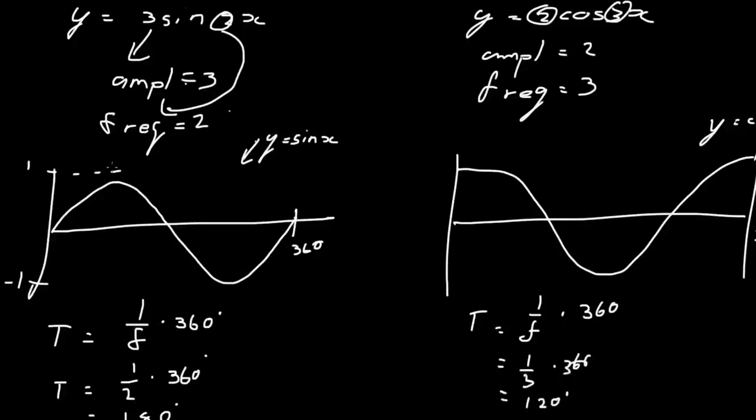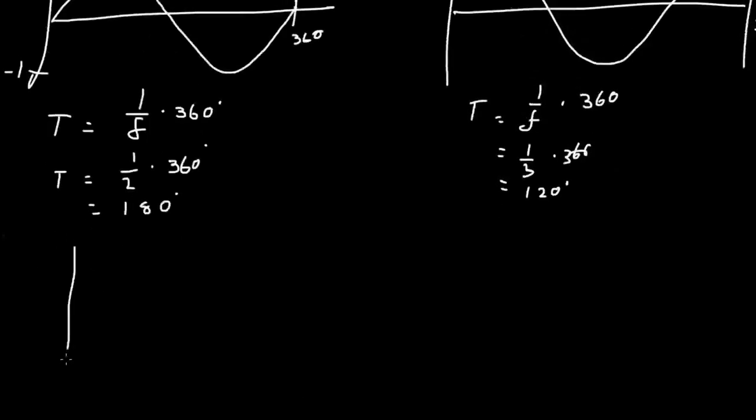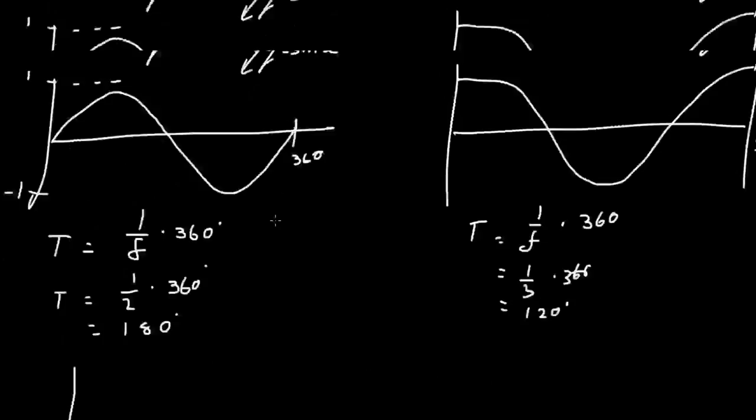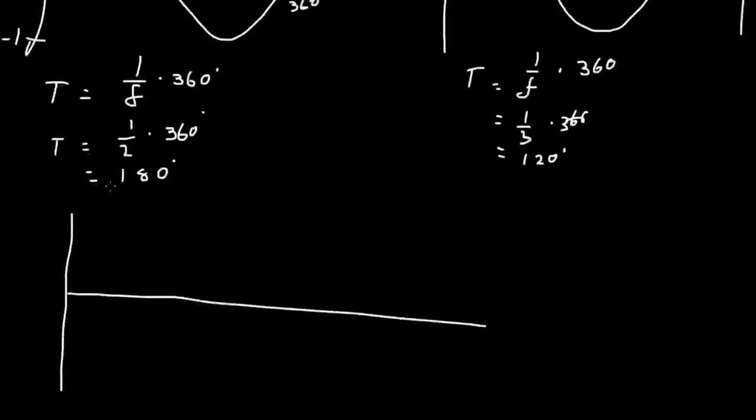Okay, and we also know that the amplitude of this graph is 3 and the amplitude of this graph is 2. So how do we draw them? I'm going to draw this first graph, which is our sine, in red. So if the period is 180 degrees, let me just draw some points here.